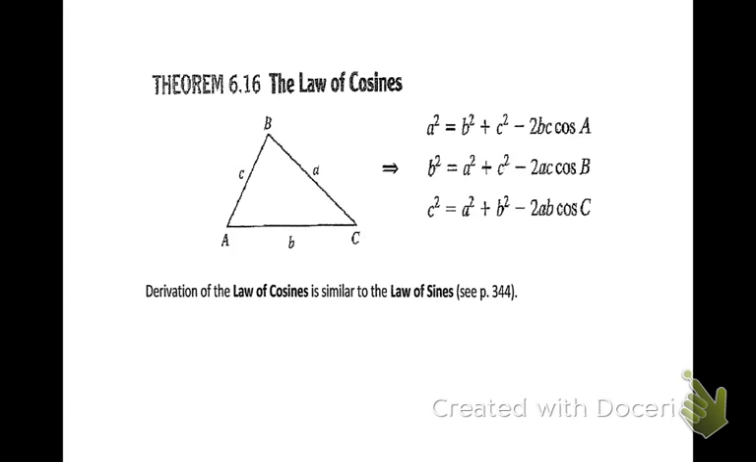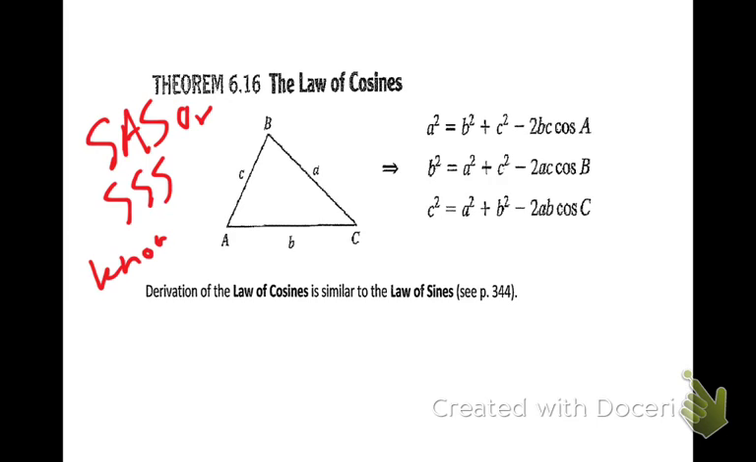Law of cosines. You're going to use law of cosines when you have a known side-angle-side combination, or all three sides are known. And they've got three different laws. All you need to know is just one of these. Okay, you don't need to know all of them.